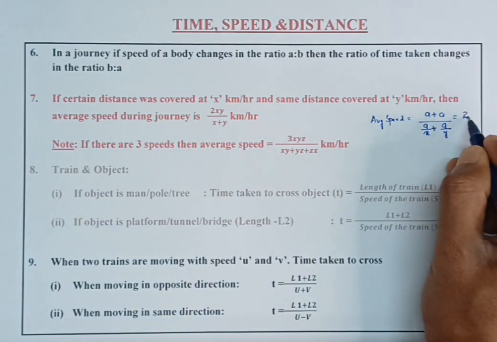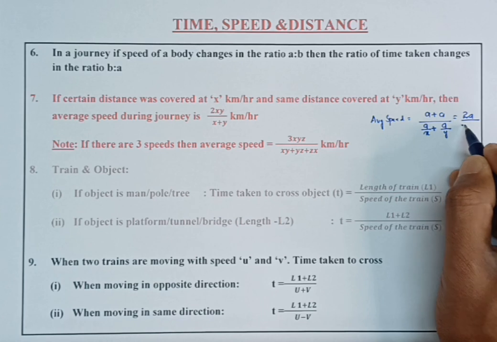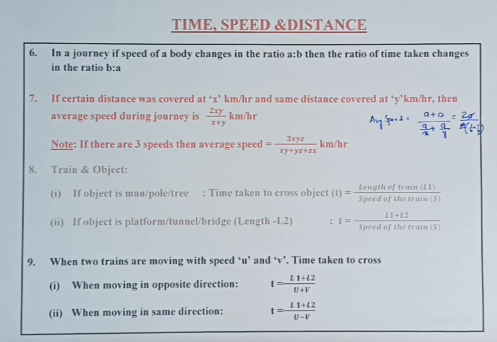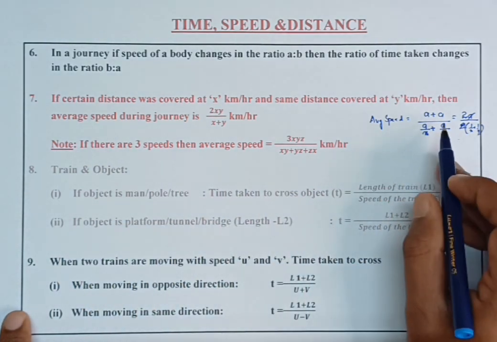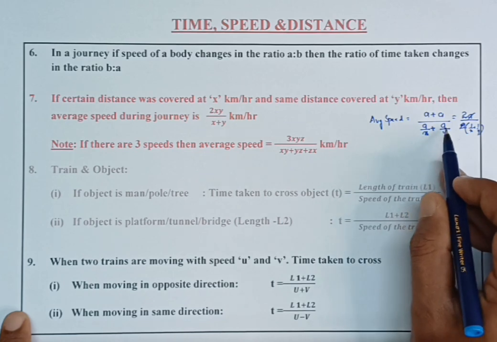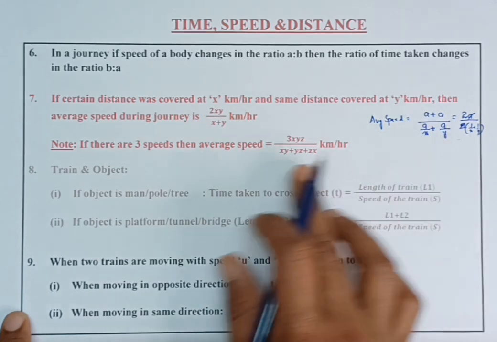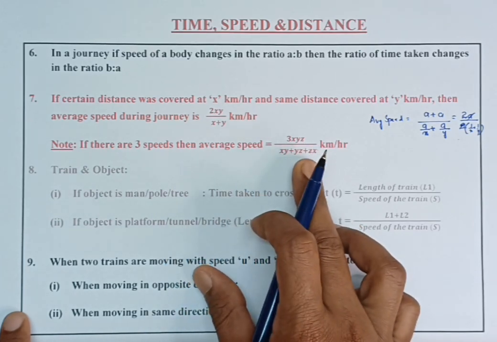So it will be 2a by a into 1 by x plus 1 by y. So this a will get cancelled. This will be 2xy by x plus y. Suppose there are three speeds given, then this will give a by x plus a by y plus a by z also, and finally this will give us 3xyz by xy plus yz plus xz.